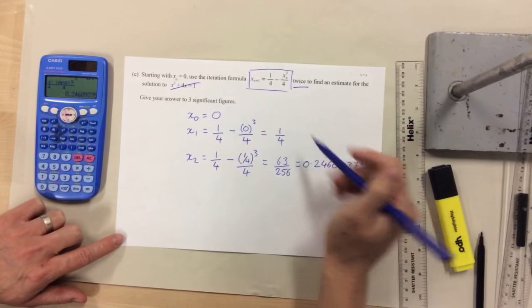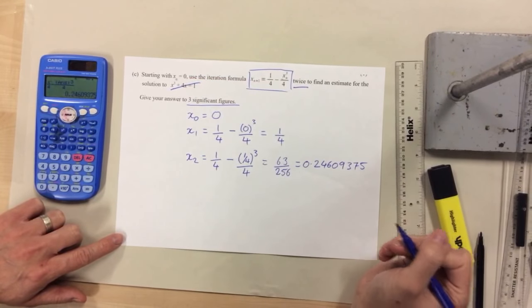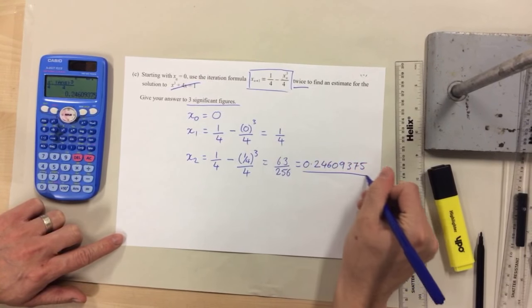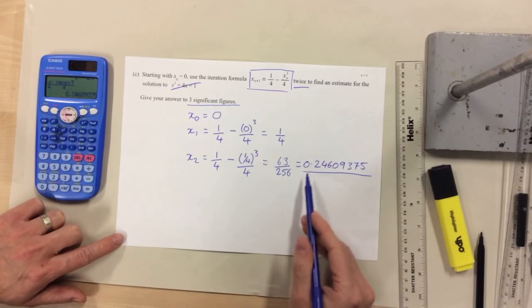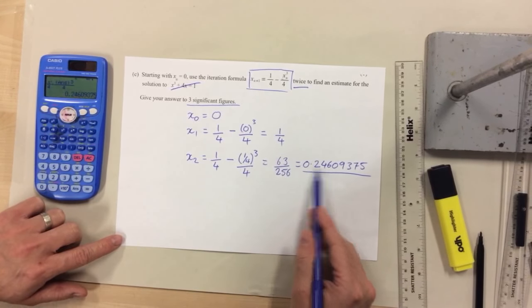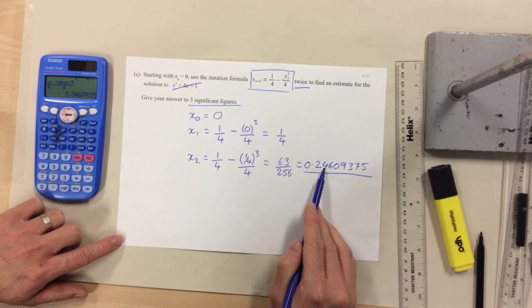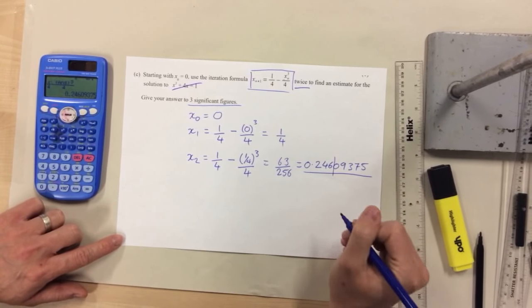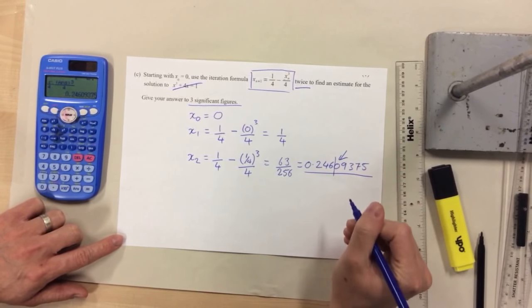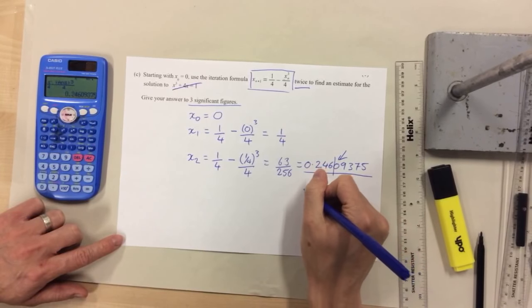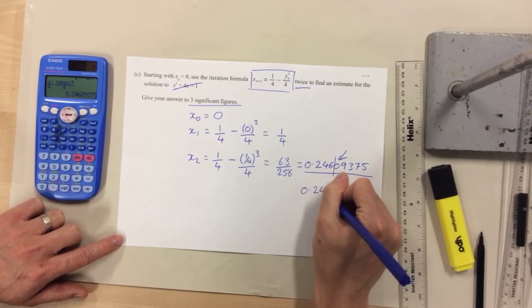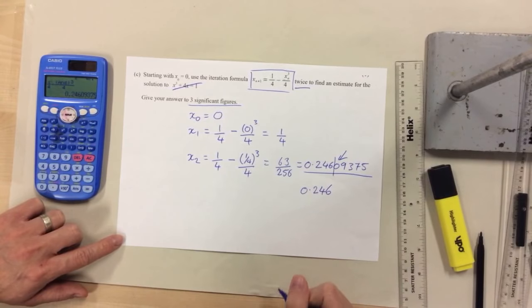Well, it says do it twice. I've done it twice. Now it says give your answer to 3 significant figures. So we do need a decimal there. We need to round that. So 3 significant figures: the first 0 doesn't count, all the later ones do. So we're going to count 1, 2, 3. Those are my first 3 significant figures. The next digit is a 0, so we're not rounding up. So our answer would be 0.246. And there we are.